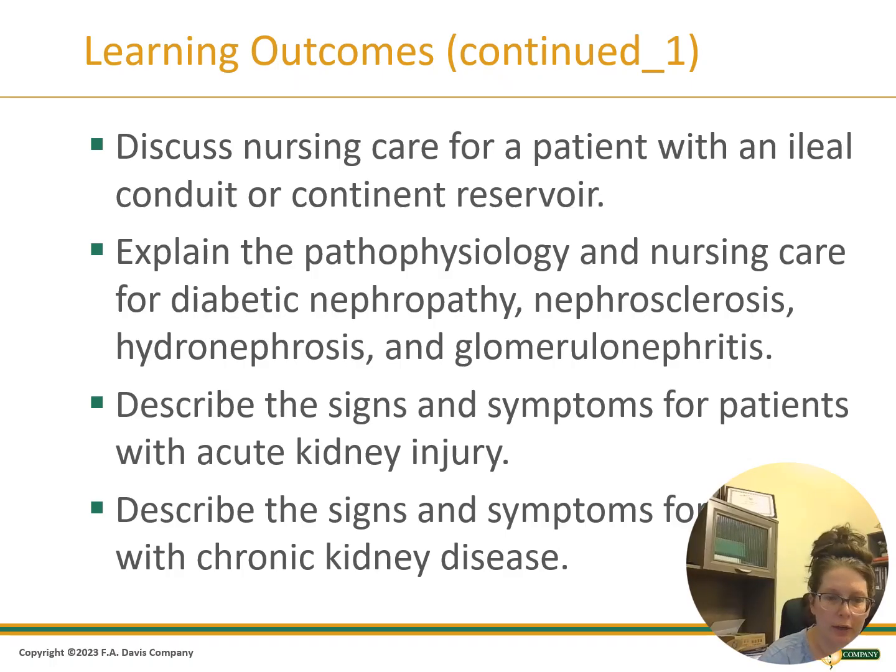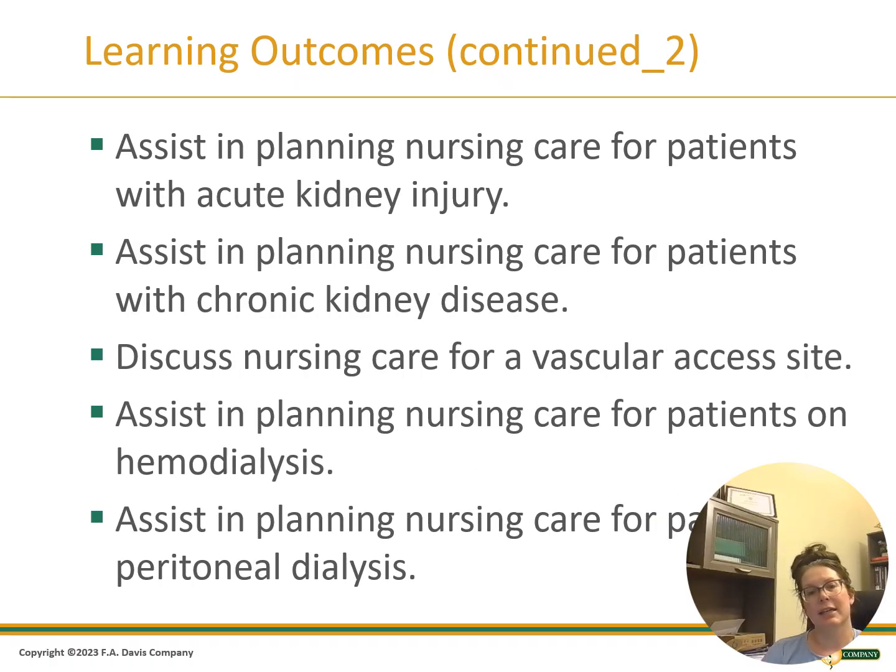Oh, and we have more learning outcomes. Assisting and planning nursing care for patients with acute kidney injury, assisting and planning nursing care for patients with chronic kidney disease, discussing nursing care for vascular access site, assisting with patient planning for hemodialysis, and assisting in nursing care for patients on peritoneal dialysis. We have our chapter concepts: elimination, fluid and electrolytes, infection, teaching and learning.